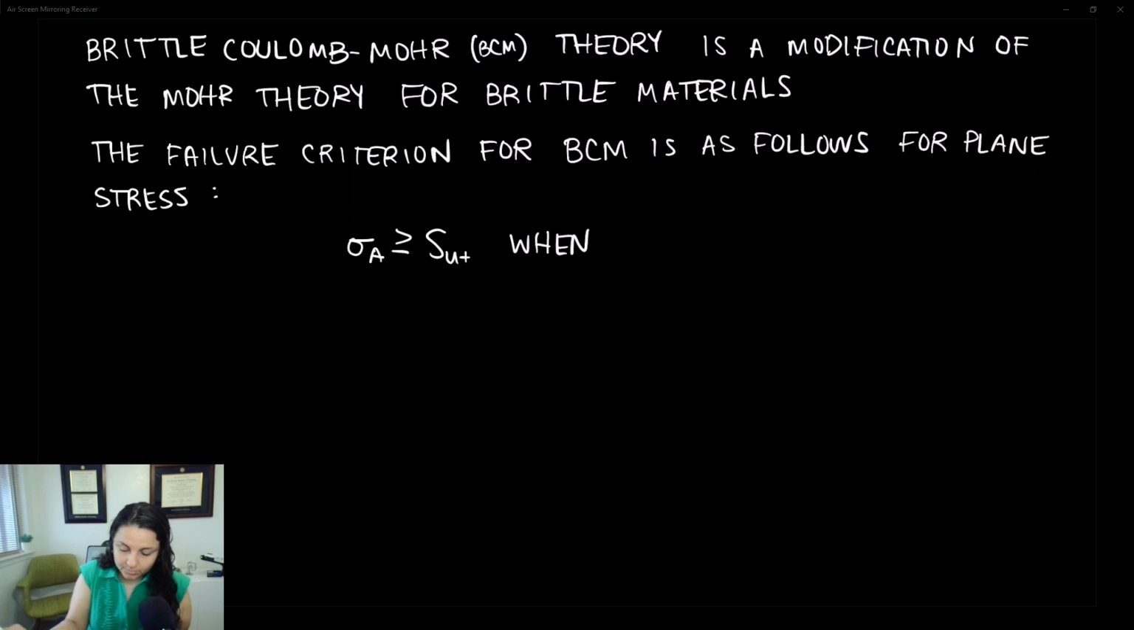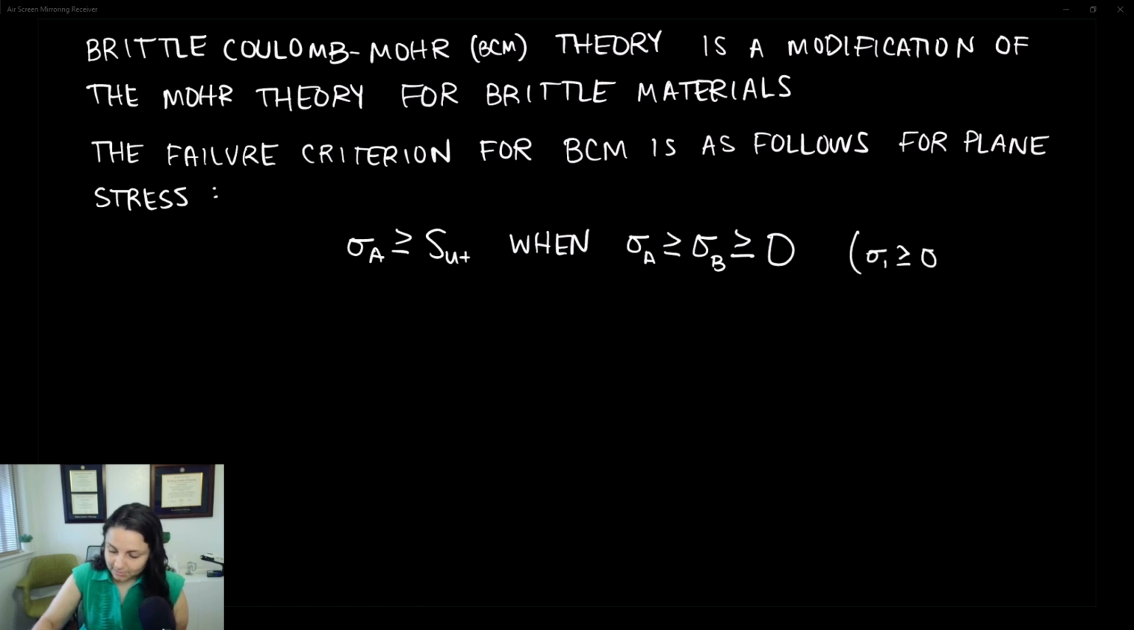So for the Brittle Coulomb-Mohr theory, we have, again, 3 scenarios. I say again, as we did for the ductile Coulomb-Mohr theory in a previous video. So scenario 1 is we predict failure when sigma A is greater than SUT. And we use that when sigma A is greater than sigma B is greater than 0. This, in other words, is when sigma 1 is greater than sigma 2 and sigma 3 is 0.